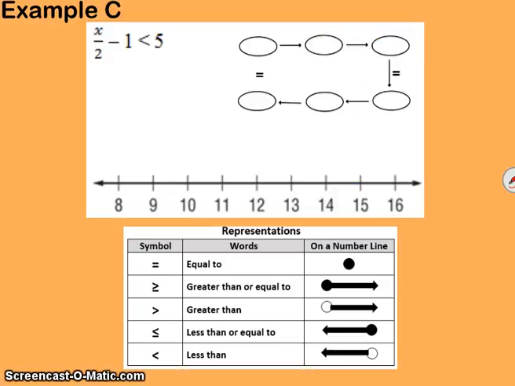This is example C. Example C says x divided by 2 minus 1 is less than 5. So again, I can rewrite this. x over 2 minus 1 is equal to 5, because we know how to solve these.